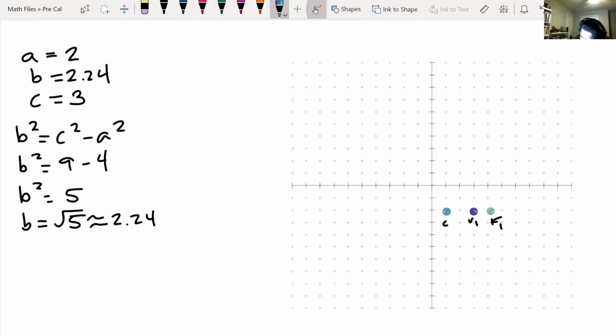Yes. The other vertex would be 2 away from the center, but to the left, and the focus would be 1 more past that, to the left. And there'd be focus 2. And then my minor points are at, we go up 2.24 from the center, 1, 2, and I'll just put it there. And then down 1, 2, 2.24. There's my minor points.